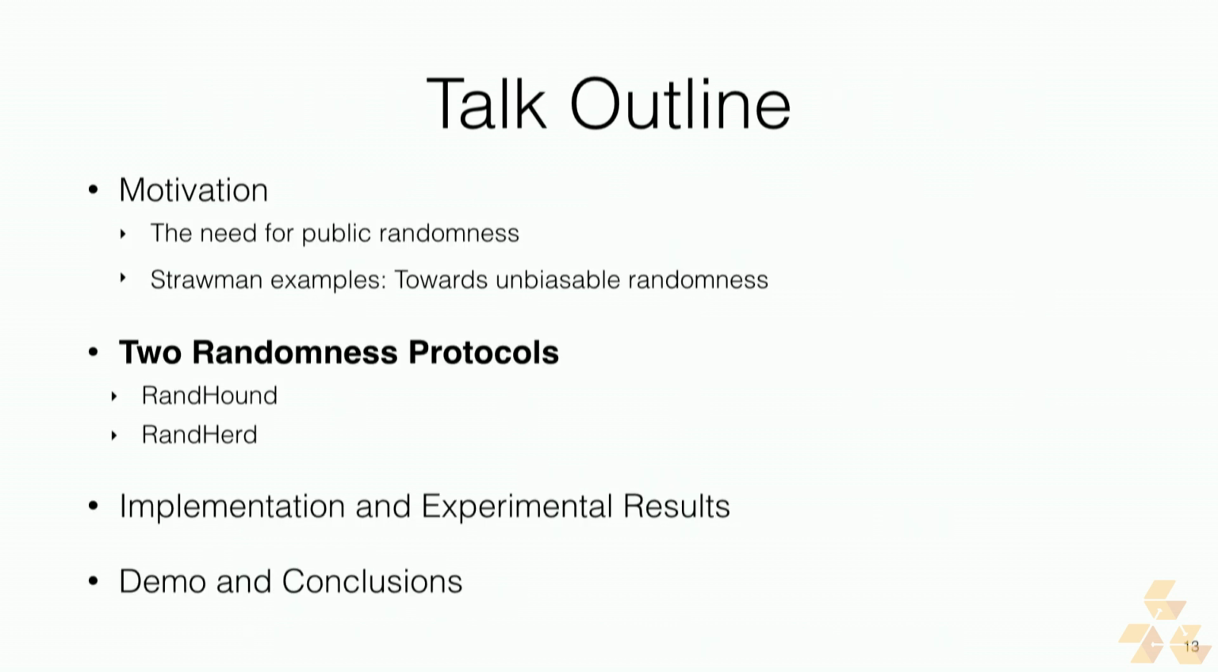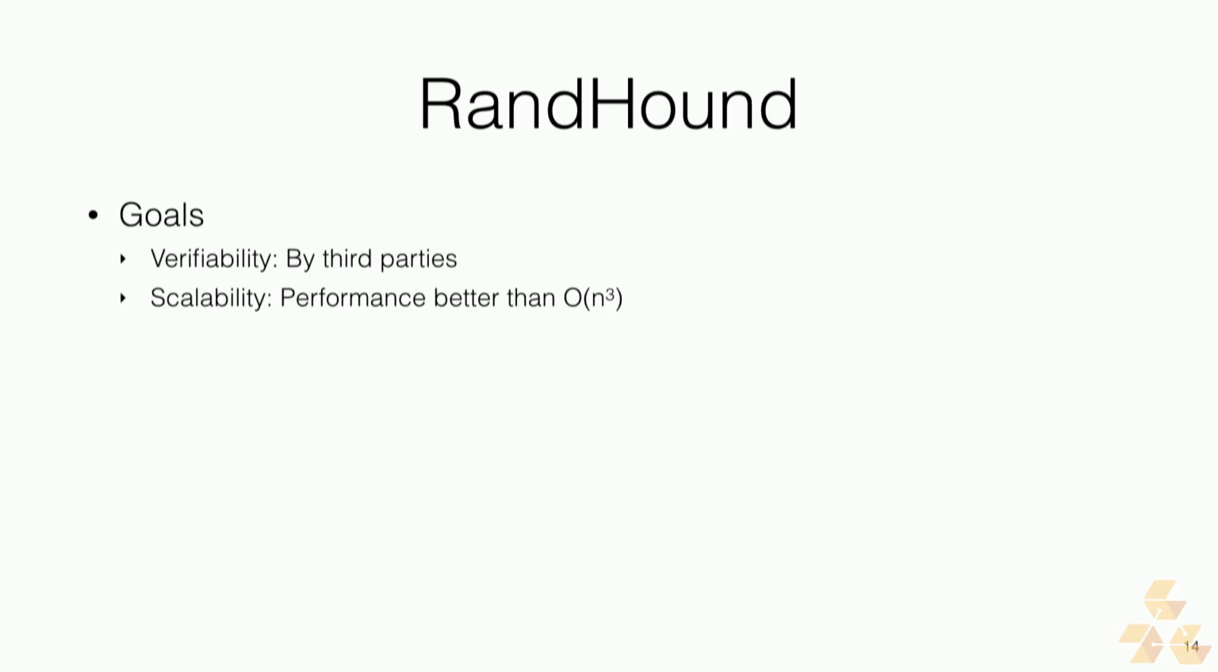Coming to the main part of our talk, I will present two randomness protocols which target different deployment scenarios. The first of all is RandHerd. With RandHerd, the two main things that we target are verifiability by third parties. I can take the random value, go to somebody else, and convince him that this random string was generated in a benign way. And also scalability. We want to have a lot better performance than this O of n cubed.